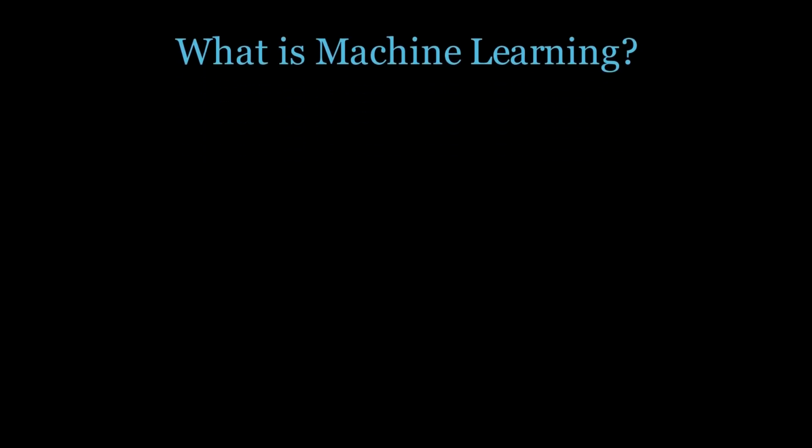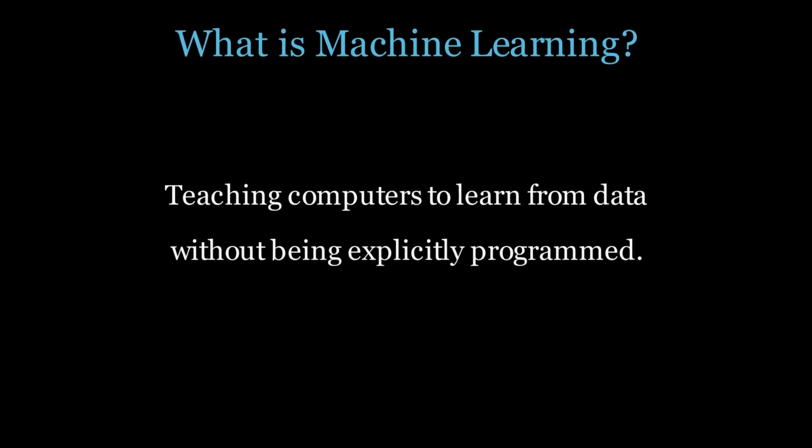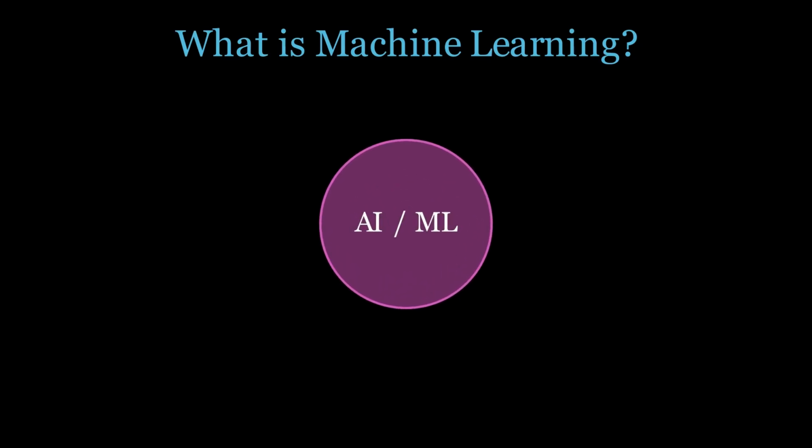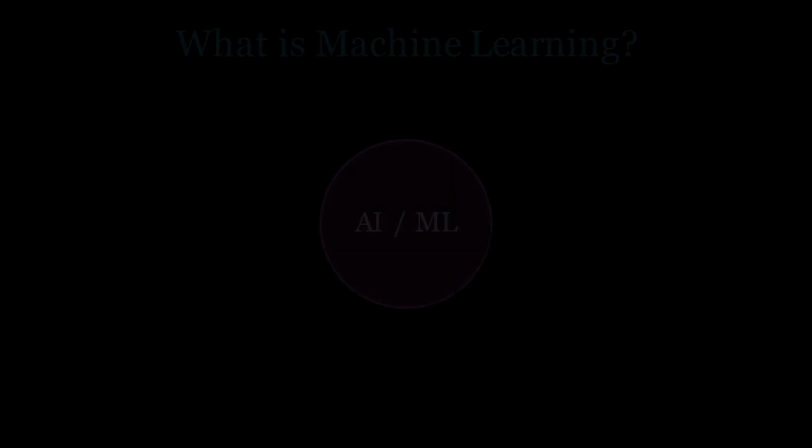Welcome. Today, we're going to answer a fundamental question. What exactly is machine learning? At its core, machine learning is a science of teaching computers to learn from data instead of giving them step-by-step instructions. They learn without being explicitly programmed. This is the brain behind modern artificial intelligence, allowing systems to adapt, recognize patterns, and improve entirely on their own.